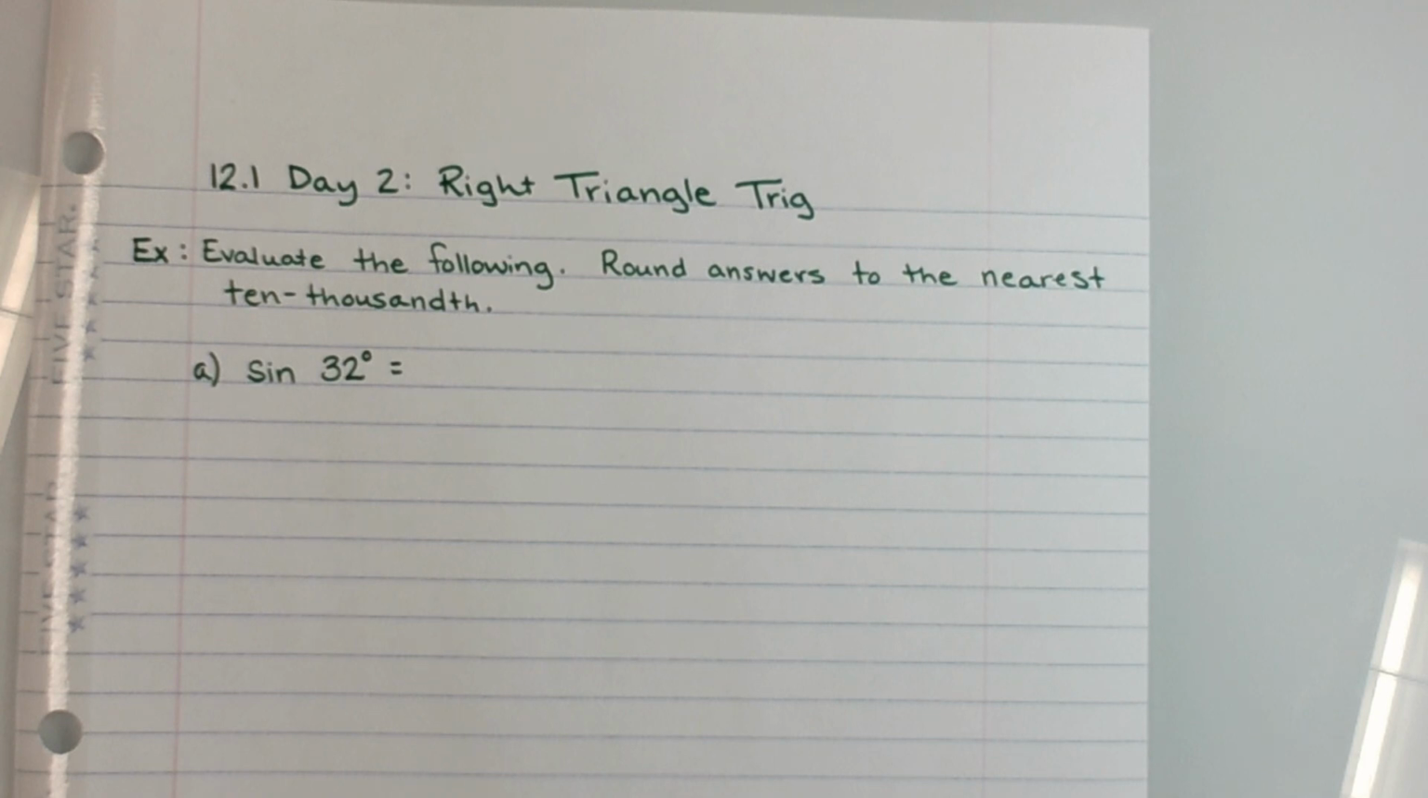To start with, sine of 32 degrees. Okay, sine of 32 degrees. Any thoughts on how to evaluate this? It is not sin. Sine of 32.